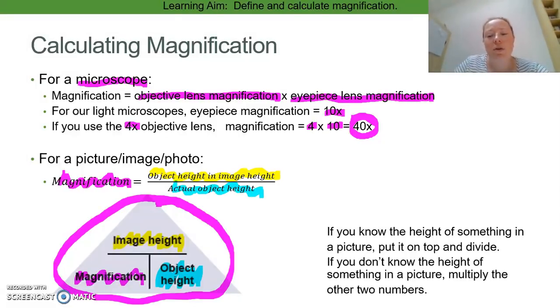To summarize, if you know the height of something in a picture, so if you've got a picture and you know how big it is in the picture, that number goes on top and you always divide. So if you know the height of something in a picture, if you can measure it in a picture with a ruler, that goes on top and you're doing a divide. If you don't know the height of something in the image, so if you don't know what it looks like in the picture, multiply the other 2 numbers together.